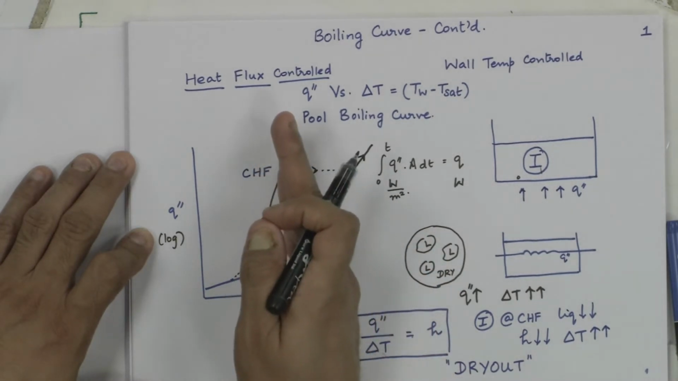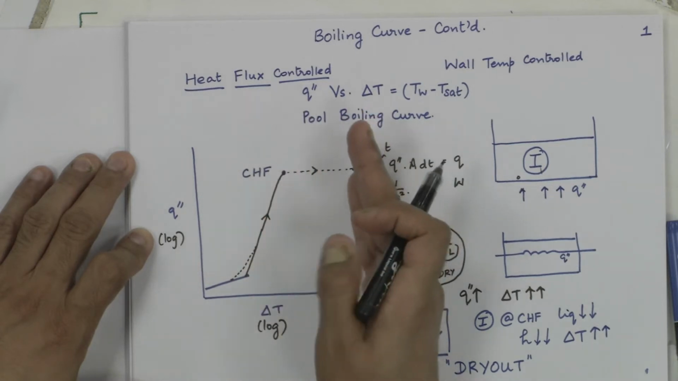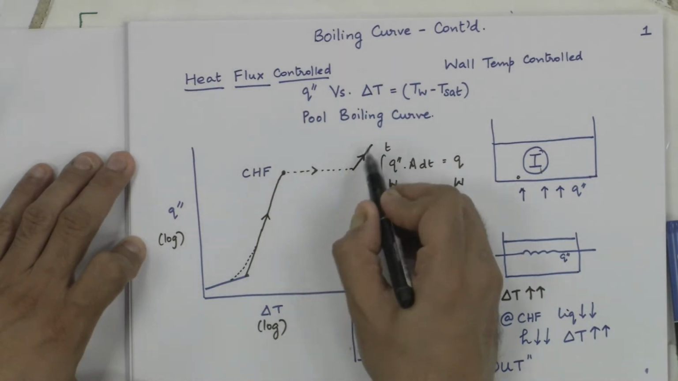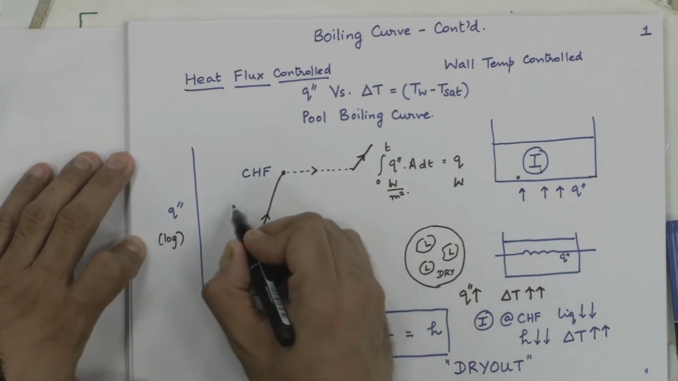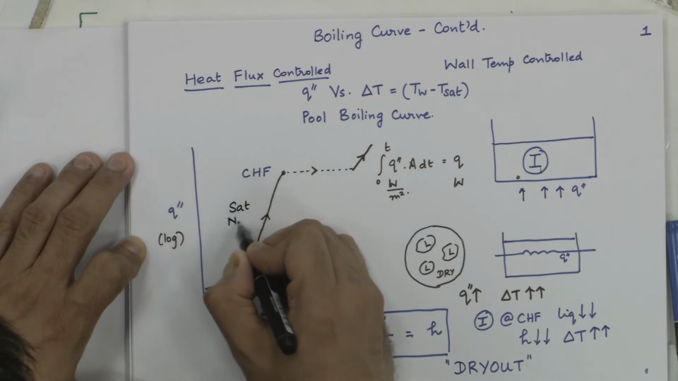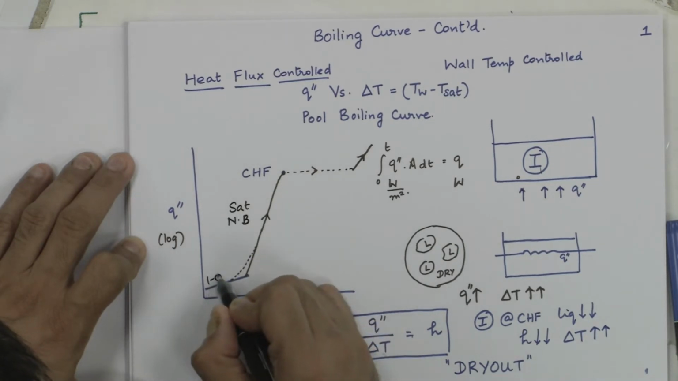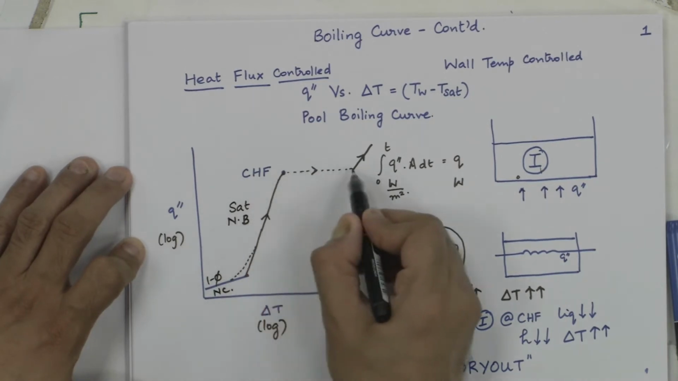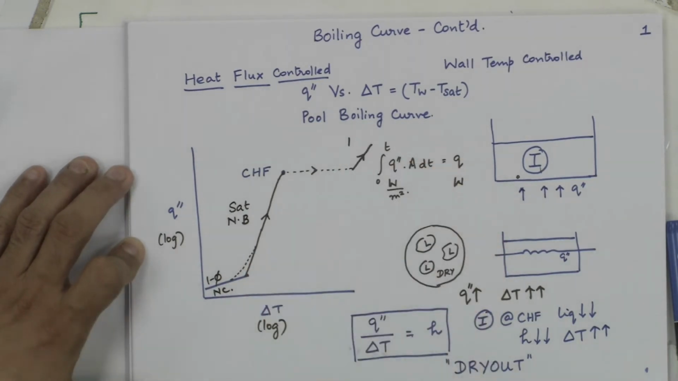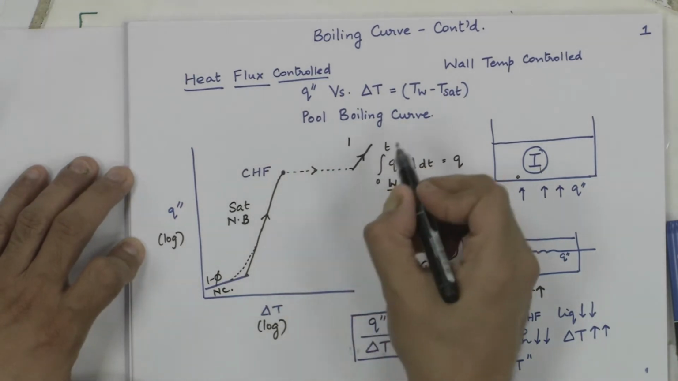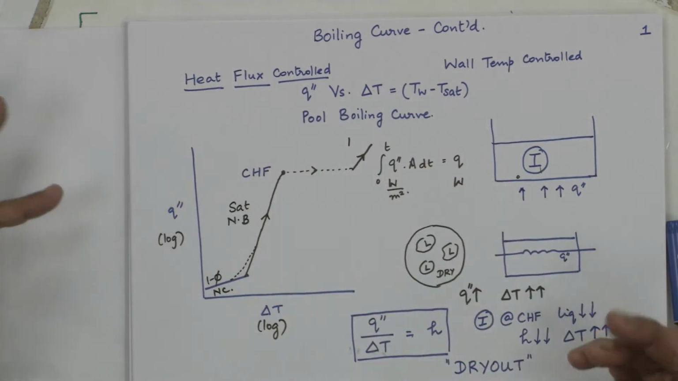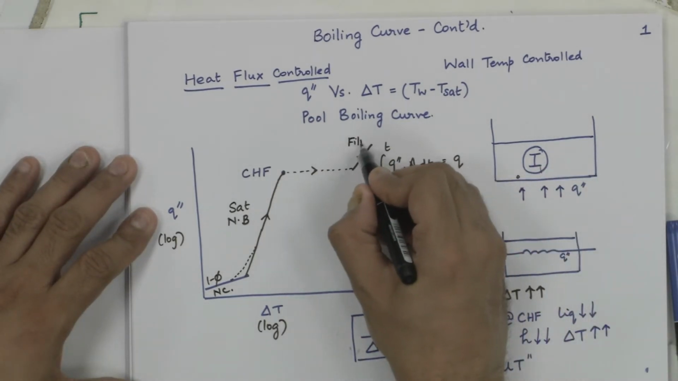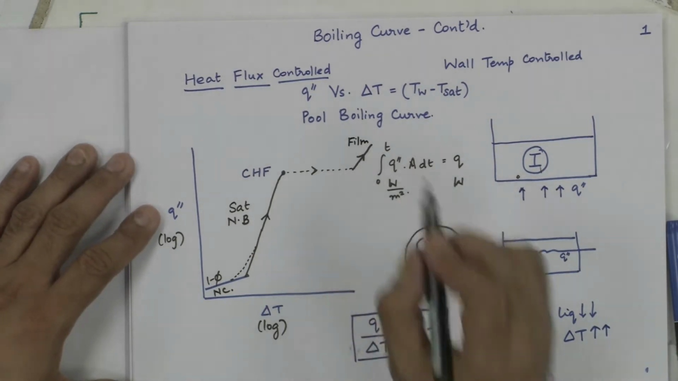This CHF point would suddenly take you to about 500-600 degrees increase in temperature. This manifestation from single phase natural convection, saturated nucleate boiling all the way to CHF and beyond will give rise to what is called the post critical heat flux region. So, this is called post CHF heat transfer or film boiling heat transfer. We will come to that definition a little bit later.